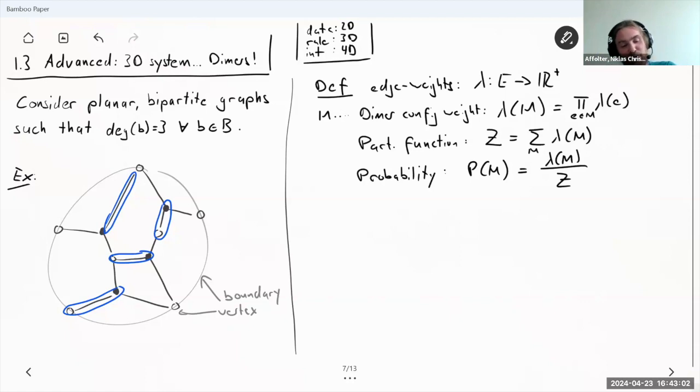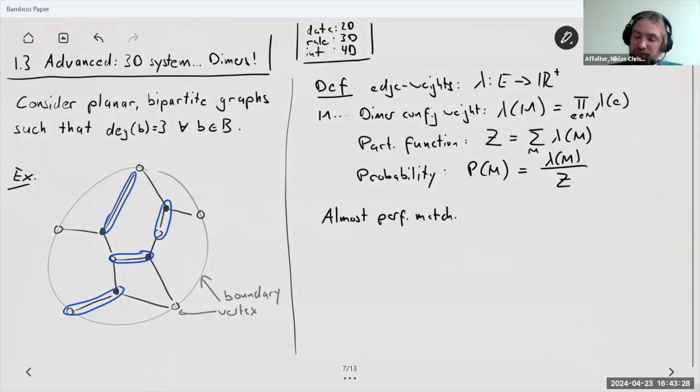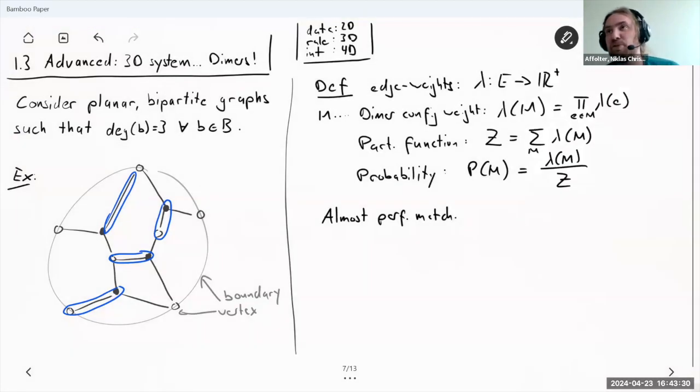This graph that I drew does not have the same number of white and black vertices. So there's actually no perfect matching. A perfect matching would need to cover each vertex exactly once. So instead, we think about these almost perfect matchings, or almost dimer configurations. What does that mean? It still means we want to cover every interior vertex exactly once, but we distinguish a set on the boundary.